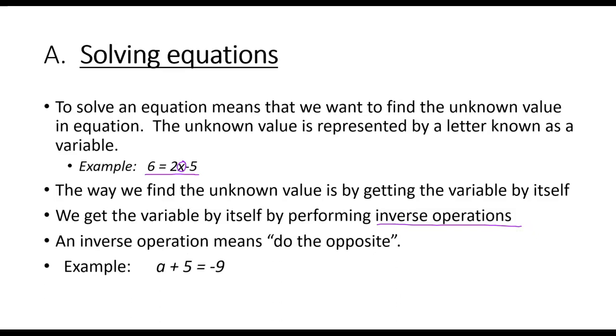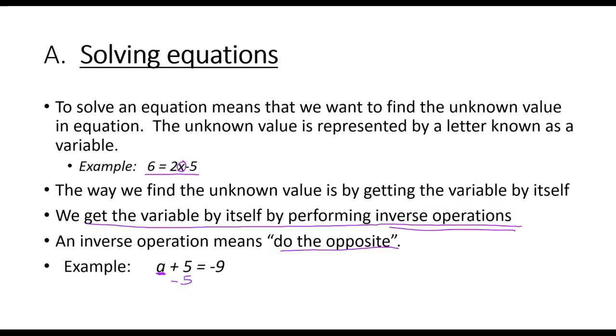Okay, so for instance, let's take a look at this example here. a plus 5 is equal to negative 9. Well, I want to get the a by itself. So the first thing I'm going to do is ask myself, what do I want to get rid of? I want to get rid of the 5, right? So I ask myself, what is the 5 doing to the a? Well, it's being added to the a. So to get the variable by itself, I'm going to do the inverse operation, which means I'm going to do the opposite. So what is the opposite of adding 5? The opposite of adding 5 would be subtracting 5.